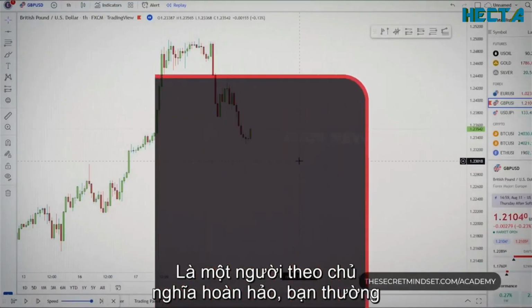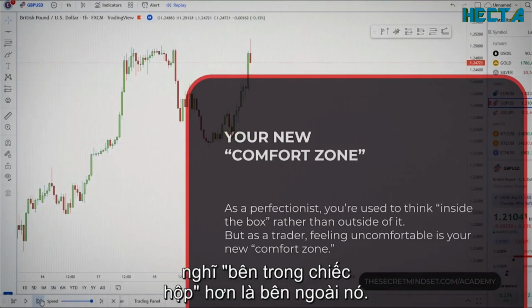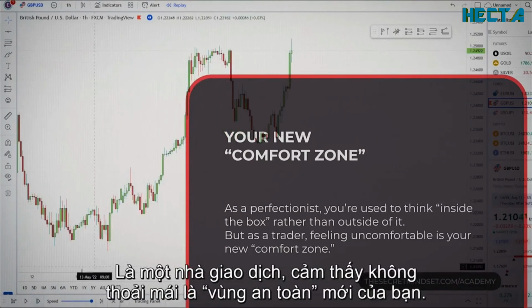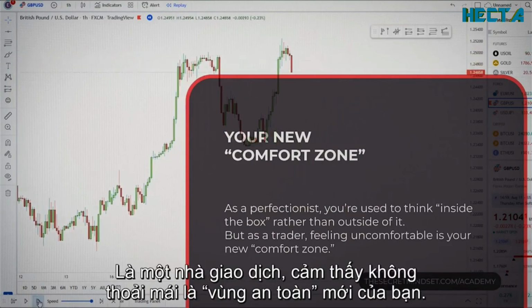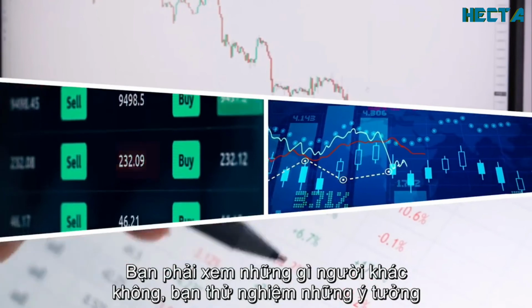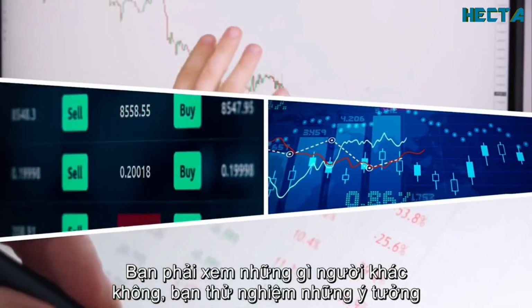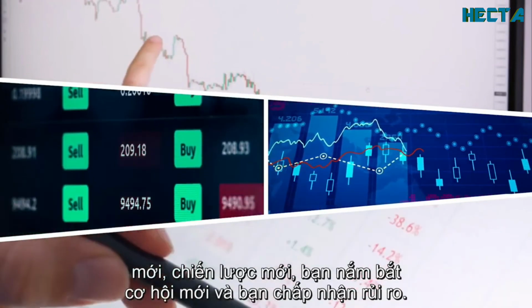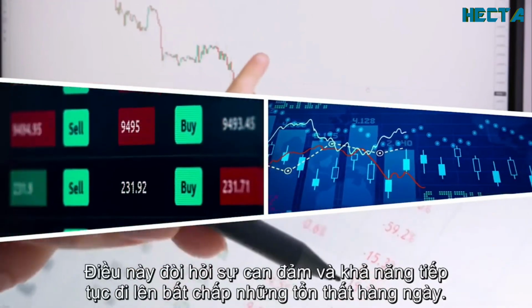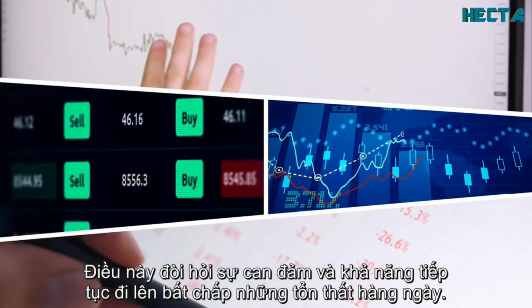As a perfectionist, you're used to thinking inside a box rather than outside of it. As a trader, feeling uncomfortable is your new comfort zone. You must see what others don't. You test new ideas, new strategies, you seize new opportunities, and you take risks. This requires courage and the ability to keep going despite daily losses.